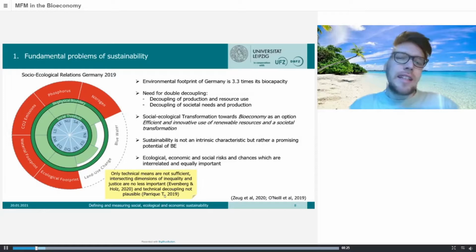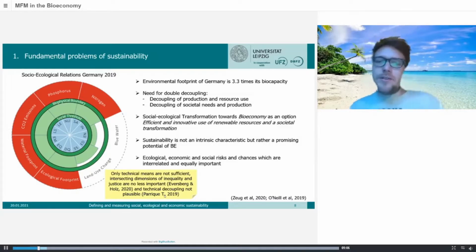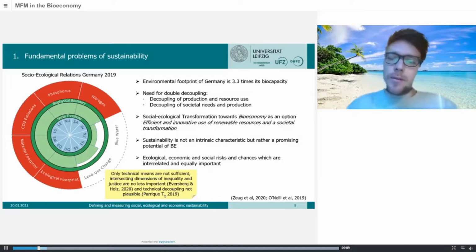So it's not only something like one decoupling, but actually we need a double decoupling. Double decoupling means we need, on the one hand, to decouple the production from resource use. That means that the things we are producing consume fewer resources. But on the other side, we also need to decouple social needs from production. Because in our society now, in capitalism, social needs and the fulfillment of social needs are directly coupled to the production of goods. And when the production of goods is directly coupled to resource use, you get exactly the social-ecological relations we are observing today.